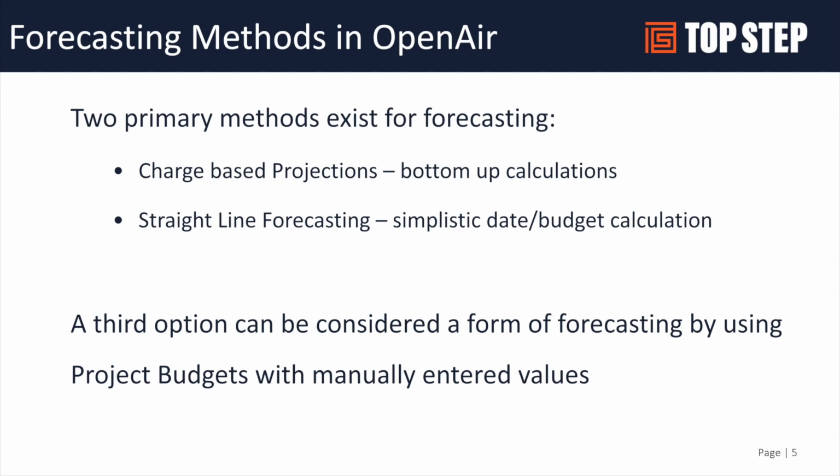Straight line is set at a project stage level. So we'll show you what that looks like using custom fields in the next few slides. There is another option using project budgets. If you just want to say, I know what my dollars are, I want to be able to put those in the system and use those, project budgets is another option, which we'll talk about.